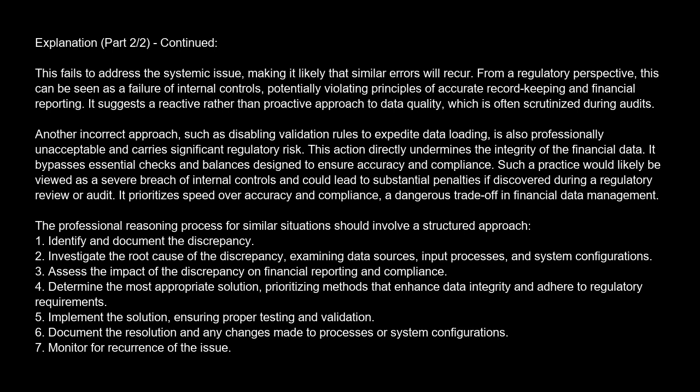The professional reasoning process for similar situations should involve a structured approach. 1. Identify and document the discrepancy. 2. Investigate the root cause of the discrepancy, examining data sources, input processes, and system configurations. 3. Assess the impact of the discrepancy on financial reporting and compliance. 4. Determine the most appropriate solution, prioritizing methods that enhance data integrity and adhere to regulatory requirements. 5. Implement the solution, ensuring proper testing and validation. 6. Document the resolution and any changes made to processes or system configurations. 7. Monitor for recurrence of the issue.